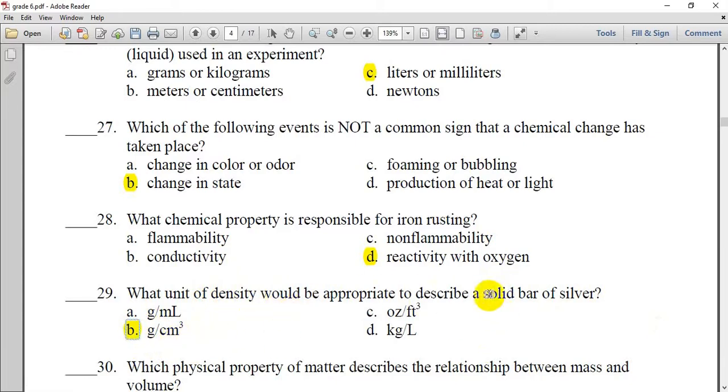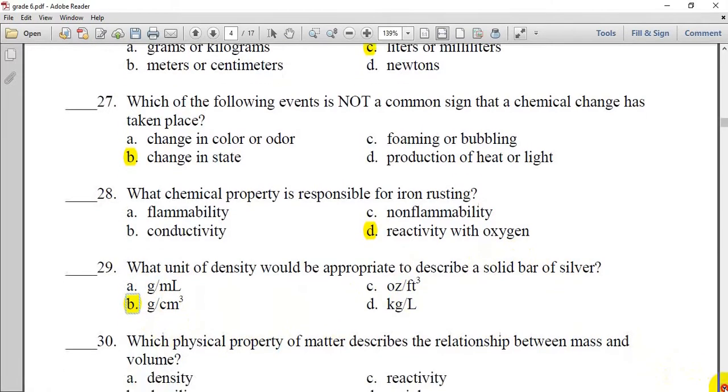But if we change here solid bar to liquid, any liquid like oil, mercury, milk, water, we will choose gram per milliliter. Okay, so we have to take care of the question, read the question carefully. If it asks you for solid, you will choose gram per cubic centimeter. If here it is replaced by liquid, you will choose gram per milliliter. Okay, great. So let's move to question 30.